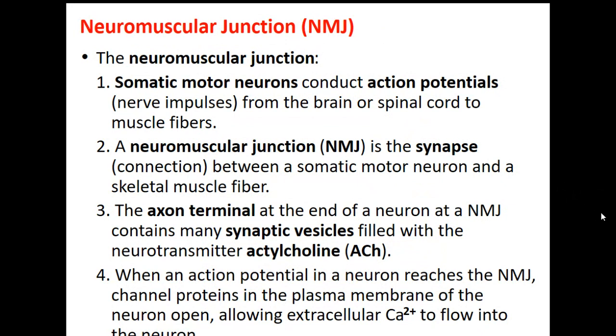Neuromuscular junction. Neuro means nervous system. Muscular, of course, refers to muscle. A junction is a connection between two things. A neuromuscular junction is where a neuron, a nerve cell, meets a muscle fiber.